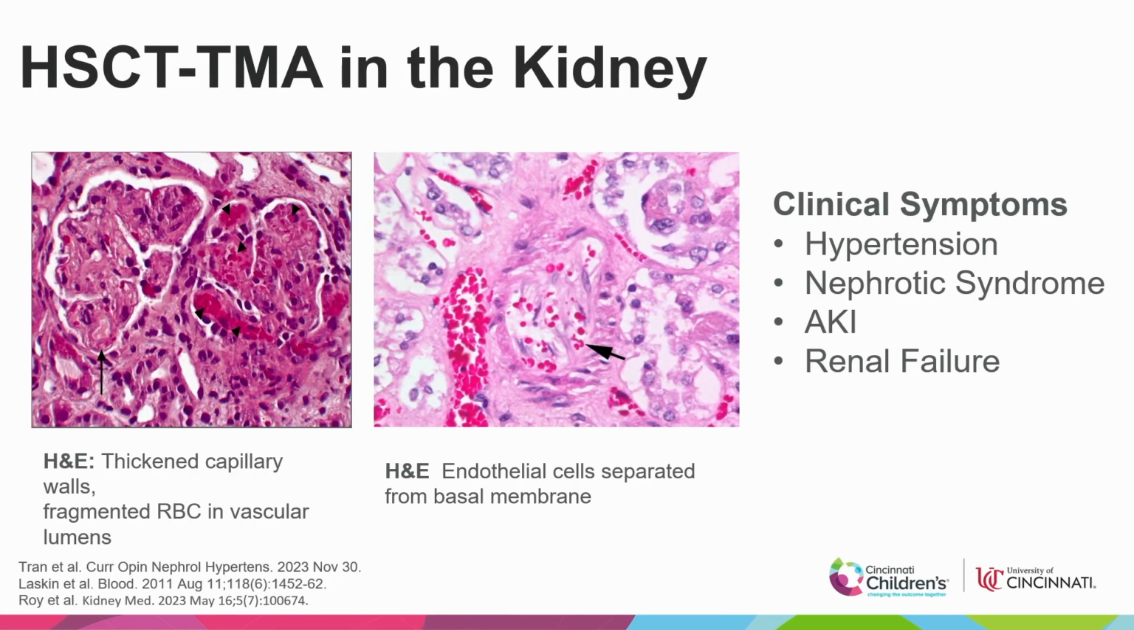Now, what about in the kidneys? Same type of thing, but when they have TMA they present with significant hypertension, nephrotic syndrome, AKI, and renal failure. This is different than acute glomerulonephritis. This is different than other things that cause kidney injury. But when you see signs and symptoms of TMA and you see the nephrotic syndrome, that's what's driving it.